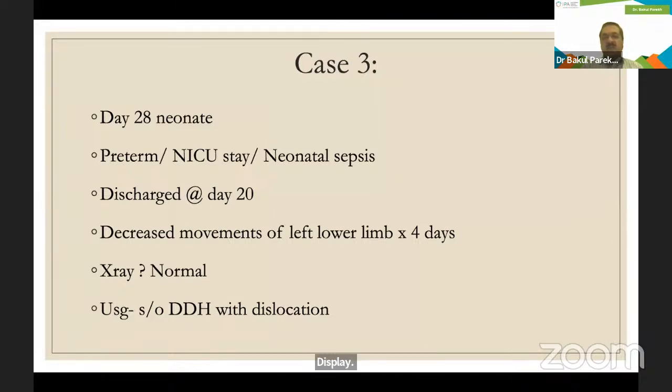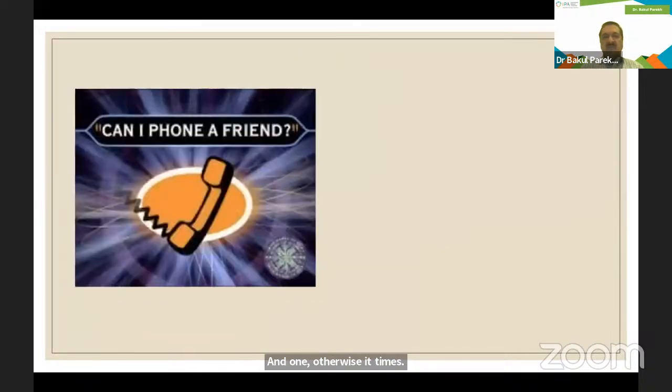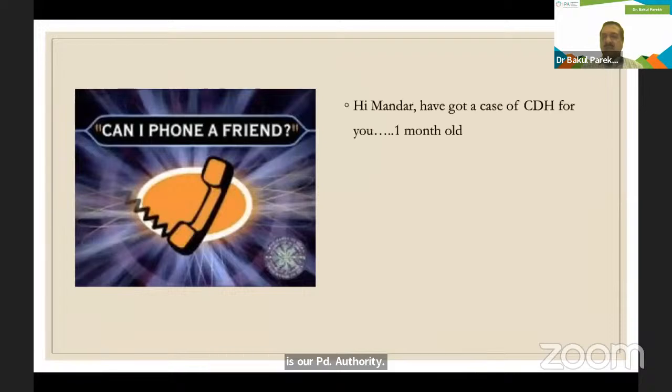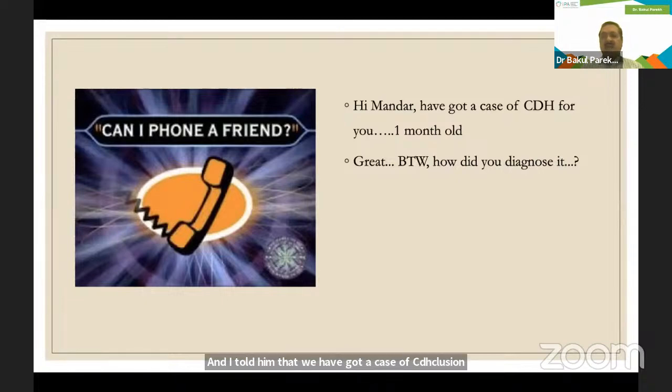So which is very common when you see a normal newborn, you have done some violent movements, and even otherwise at times. So naturally, I called my friend Dr. Mandar Deshpande, who is our pediatric orthopedist, practicing near my hospital. And I told him that we have got a case of CDH, congenital dislocation of hip. And so he asked me, by the way, how did you diagnose it?